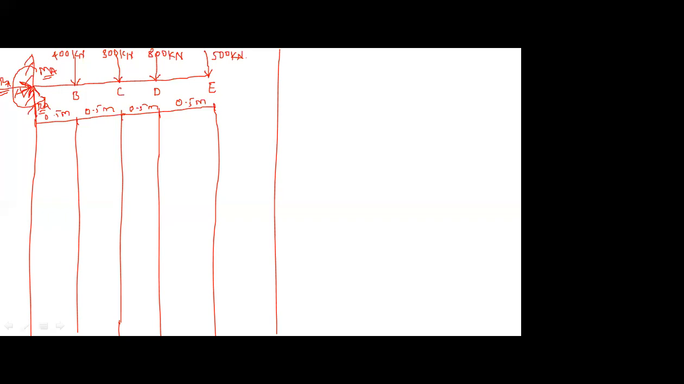So you just put the heading: summation of vertical forces is equal to 0. Upward forces positive, downward forces negative. So start from the left side. RA is moving in positive direction. Therefore, plus RA, minus 400, minus 300, then minus 800, and minus 500. Why are all point loads minus? Because they are moving in the downward direction, so we have to take their effect as negative.